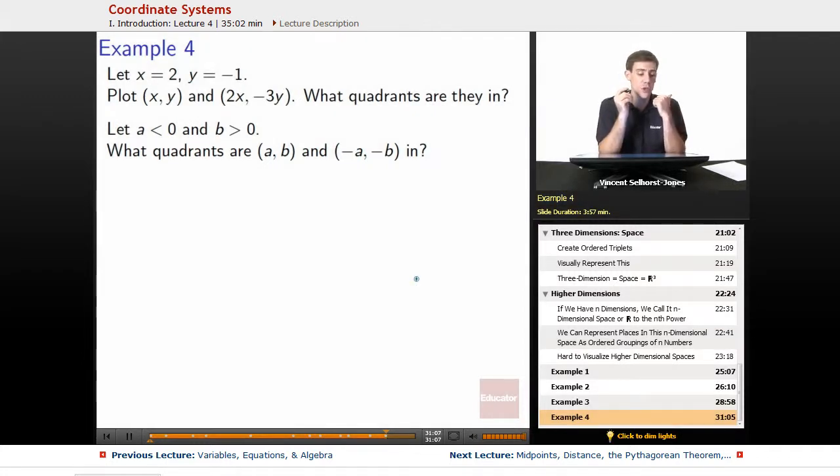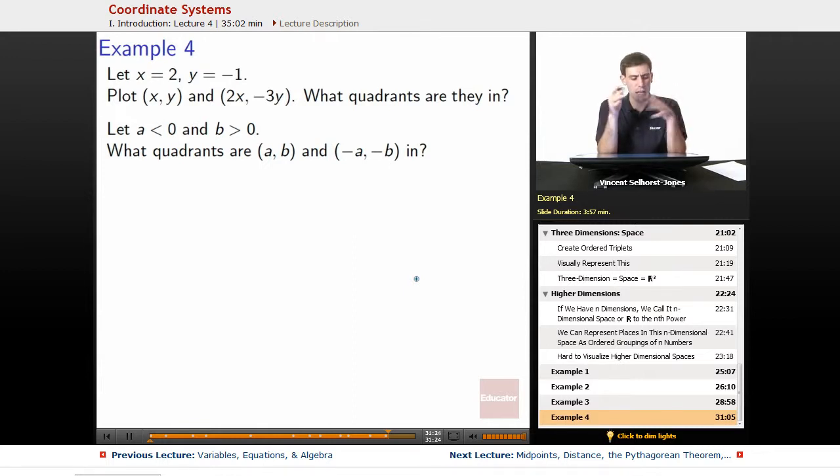Let's say x is 2 and y is negative 1. Now we want to plot the points (x, y) and (2x, negative 3y), and we also want to say what quadrants they're in. Then after we do that, we'll say that a is less than 0 and b is greater than 0. And then we need to say the quadrants of (a, b) and (negative a, negative b).